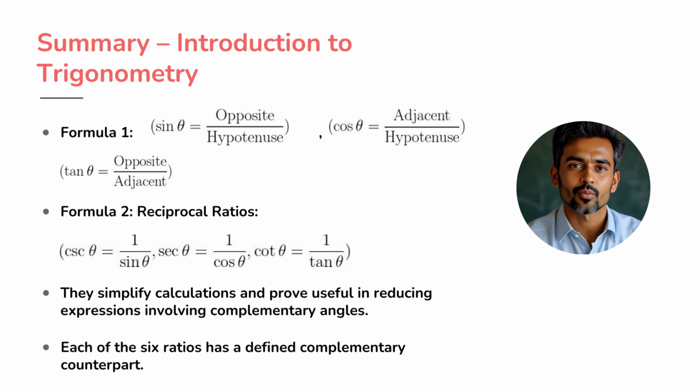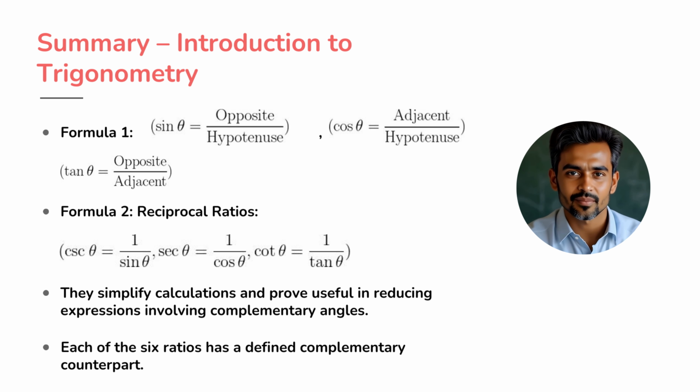Let's quickly recap what we've learned today. We began with understanding trigonometry as the study of right triangles, connecting sides and angles through neat ratios. Our key formulas are sine theta equals opposite side over hypotenuse, cosine theta equals adjacent side over hypotenuse, and tangent theta equals opposite side over adjacent side. Don't forget the reciprocal ratios. Cosecant theta is 1 over sine theta, secant theta is 1 over cosine theta, and cotangent theta is 1 over tangent theta.